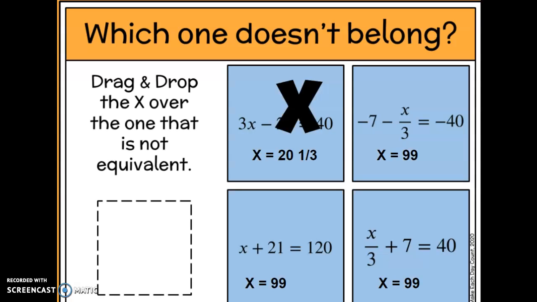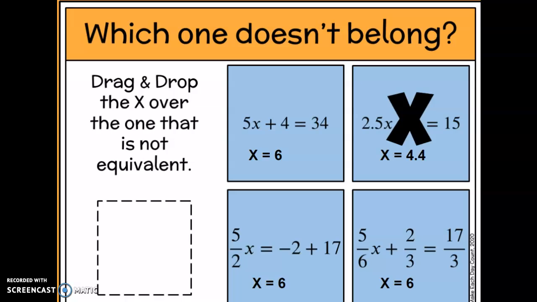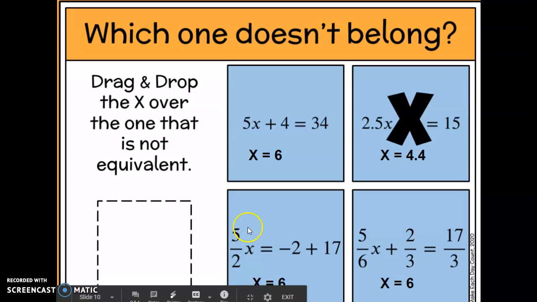In three of our equations, we got x equals 99. In one equation, you were left with x equals 20 and 1/3. So that one did not belong. X equals 6 was your solution for three equations. X equals 4.4 was the one that did not belong. I hope that you were paying close attention to this that had a coefficient of a fraction.